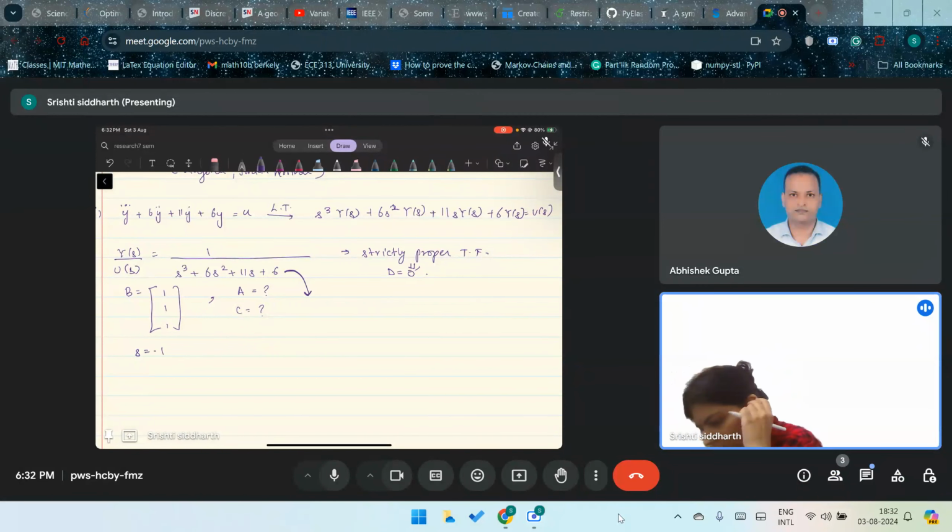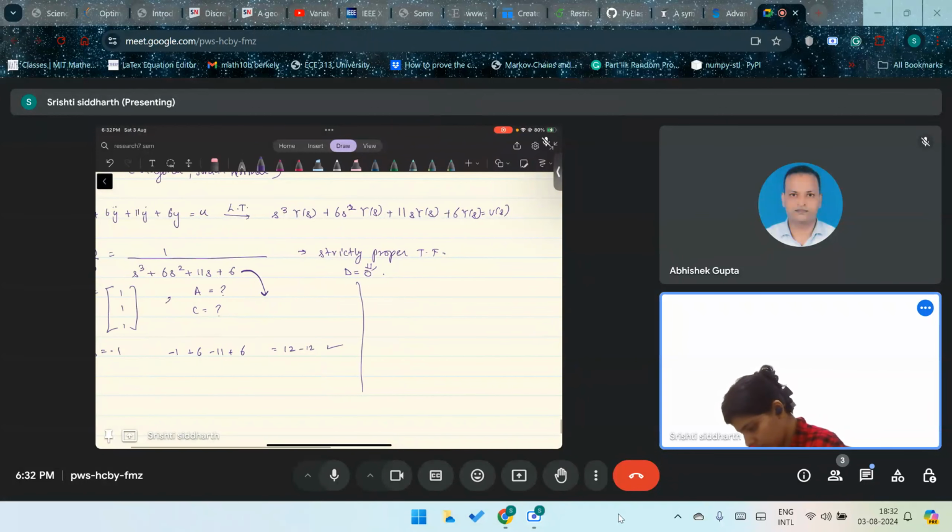Does s equals minus 1 satisfy this? So it's going to be minus 1 plus 6 minus 11 and then plus 6. Okay, so this is fine. We have s plus 1 as one of the roots. So let's find the other two.